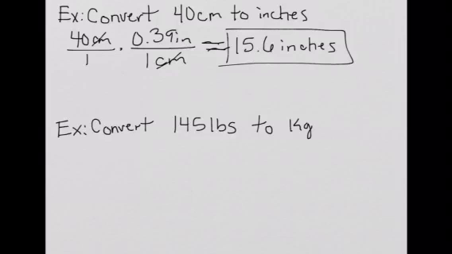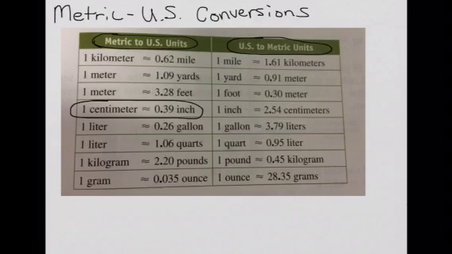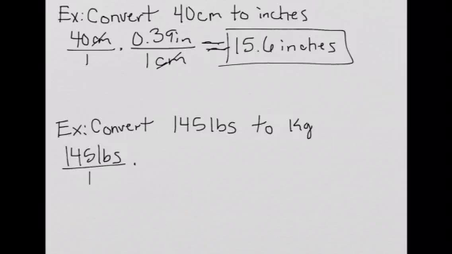All right, now we'll look at the second one. That says convert 145 pounds to kilograms. So again, start with what's given to us. So the 145 pounds over 1. Now we're going to multiply that times my relationship that takes me from pounds to kilograms. But now we're going from a US to a metric measurement, so we're going to go from pounds to kilograms, and 1 pound is approximately 0.45 kilograms. So 0.45 kilograms is approximately 1 pound.